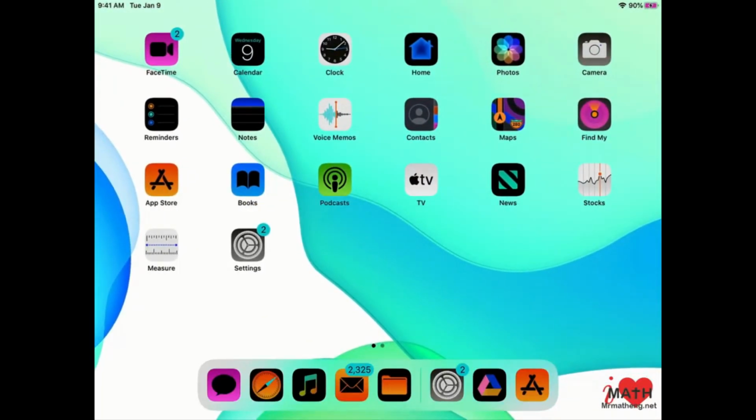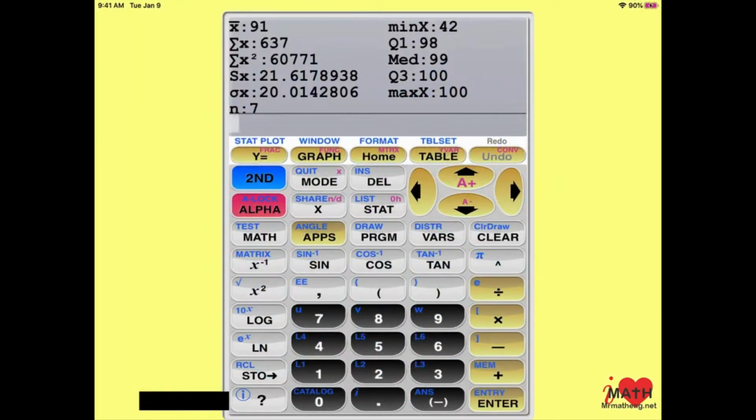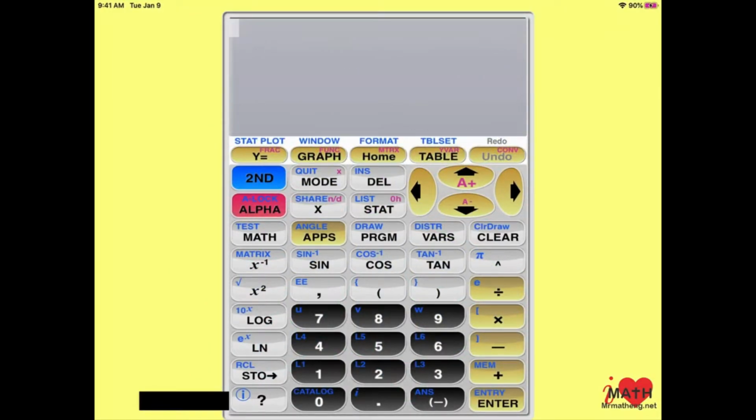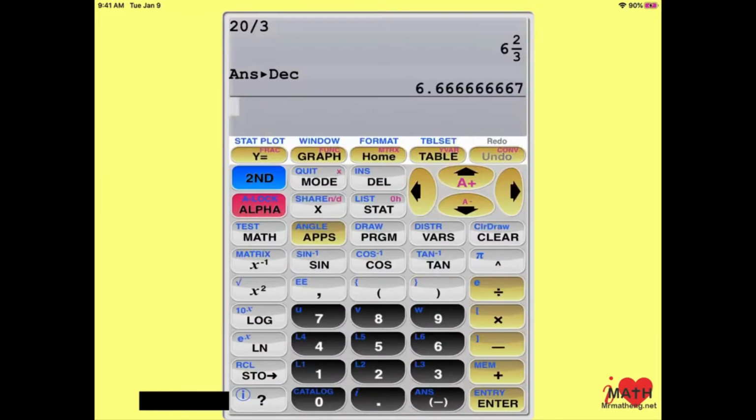So, calculator, where are you? Calculator, there you are. And I'm going to clear that. So 20 divided by 3 gives me 6 2/3. Okay, I want a decimal. Okay, so there's my decimal, 6.667. Okay, now we need to take the square root of that number. So square root is next above top left of the 7. It's in blue, so second square root.